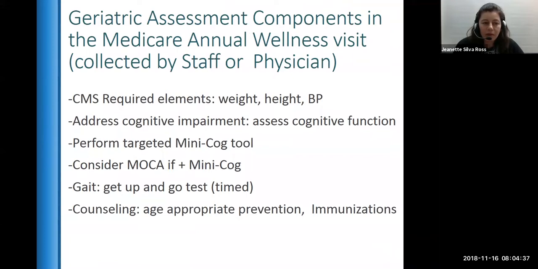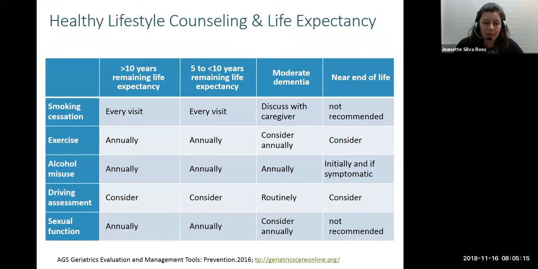So here are some of the elements for the Medicare annual wellness visit. And just because you have to do it, that doesn't mean it has to be all done by the physician. You can train your staff to do some of this. For example, obviously your staff will do the weight, height, and blood pressure. You're going to address the cognitive function. You can do the Mini-Cog tool, and then if the Mini-Cog is positive, you can do the MoCA, do the Timed Up and Go, and then do age-appropriate prevention and prescribe immunizations if needed.